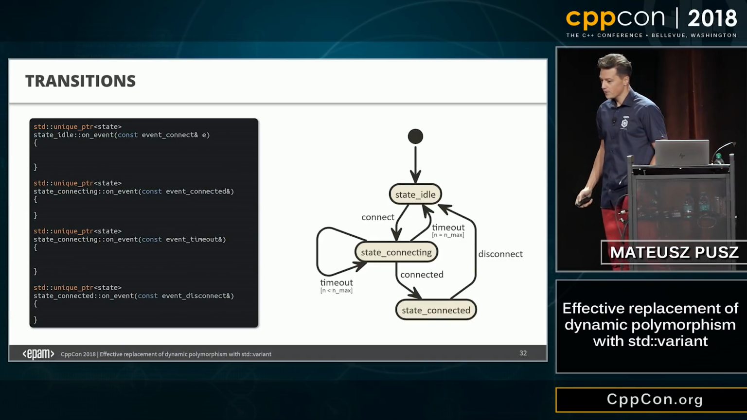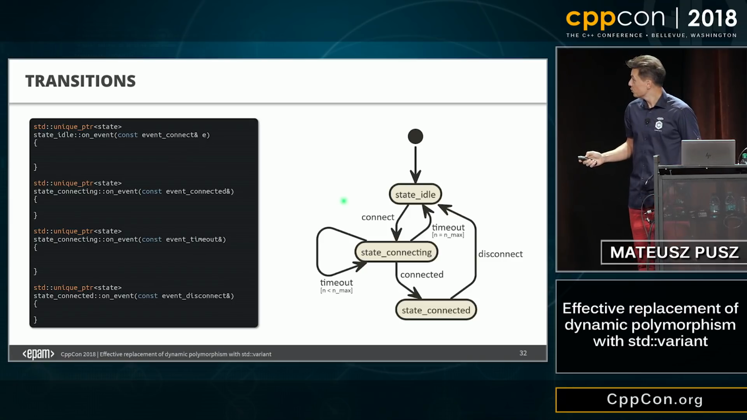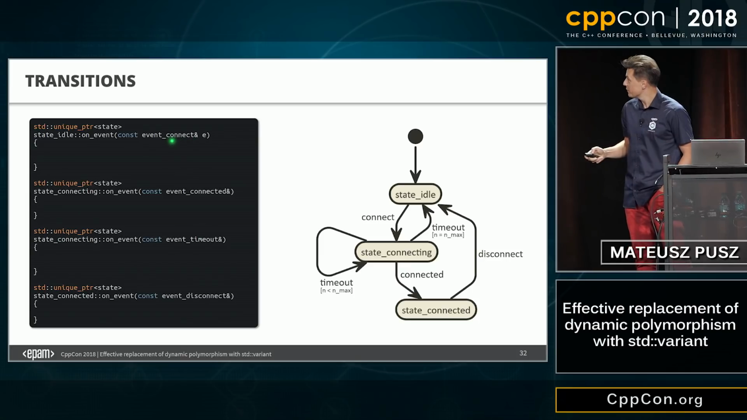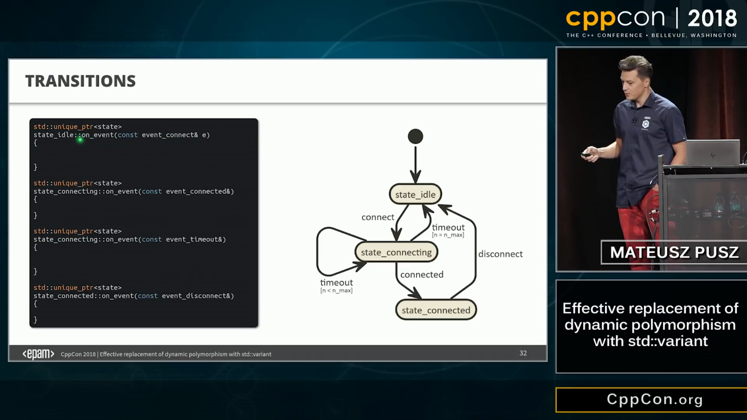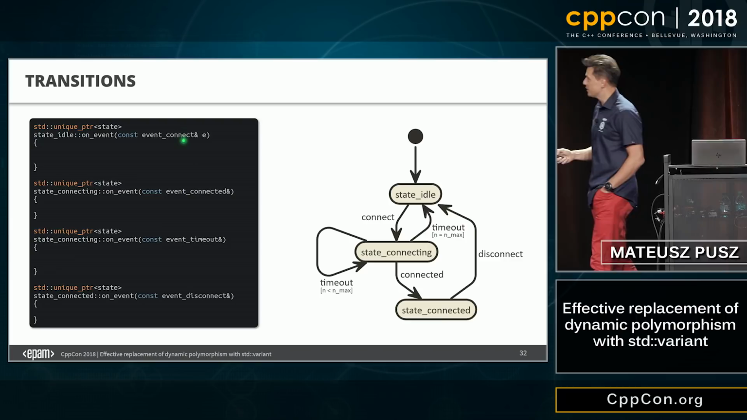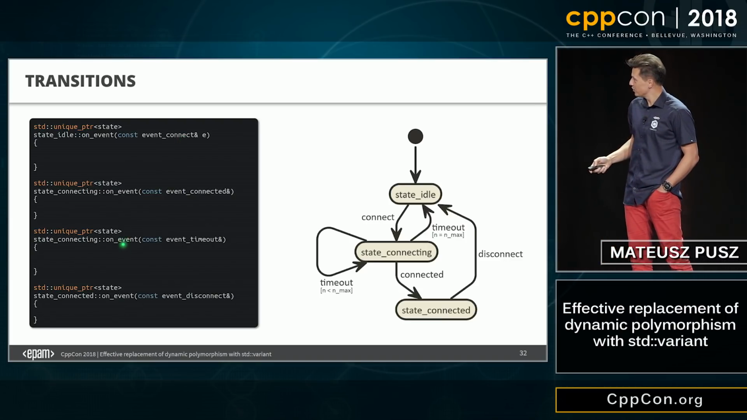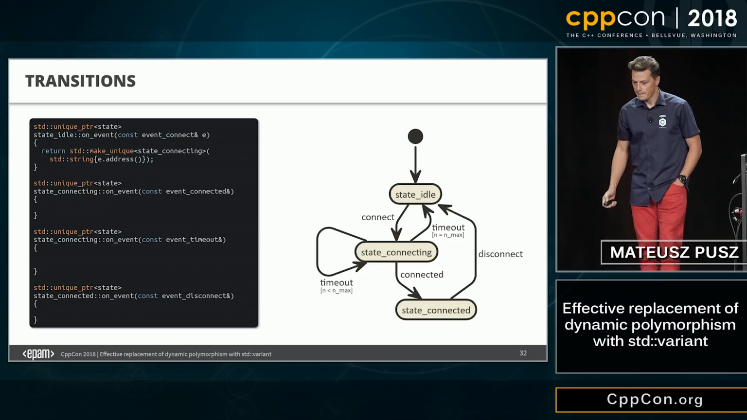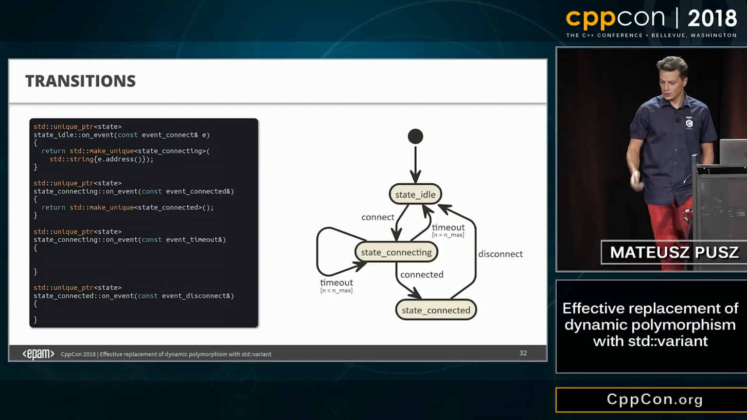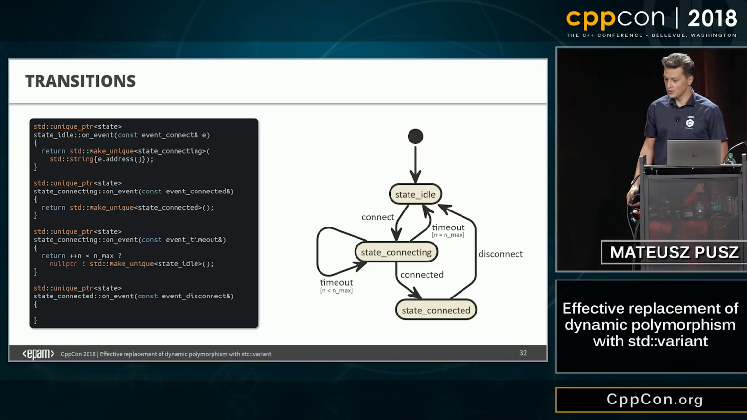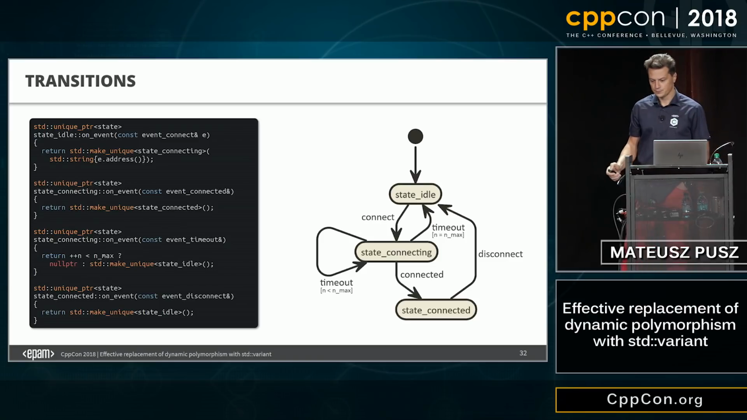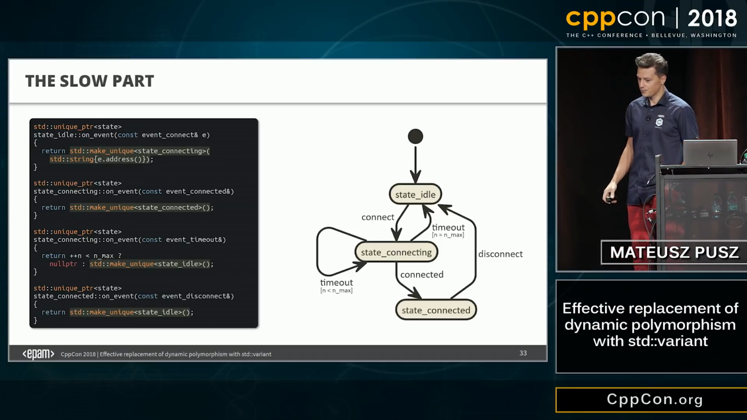Transitions. In this case, we don't use ifs or switches like in the previous case. We have already dispatched everything fine. We know that in state idle we will be having event connect, and for all the other states we also have all the dispatch done for us. So now we only implement the behavior. So moving to the state connecting, state connected, idle or staying in the same state, and to idle. This is the slow part, yes? Once again, dynamic memory allocations.